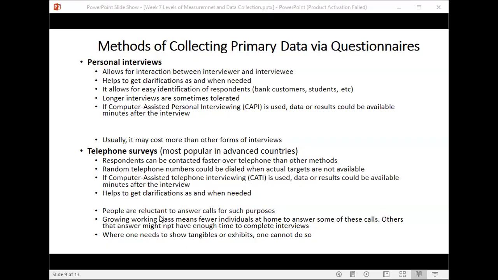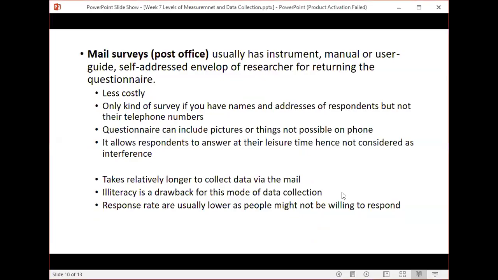Okay, some might even answer, but they don't have enough time to complete the questionnaire. So that's another disadvantage. And then when you need to show exhibits, tangibles, right? It's difficult because you cannot show them. If they have to read something from a paper or a card, it is difficult. In personal interviews, you are there with the paper and they can read, but with telephone interviews, you can't show them any tangible things or objects they can read or describe. So that's also a challenge that we can have with telephone interviews.